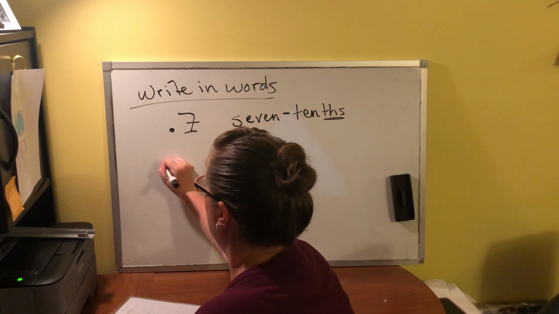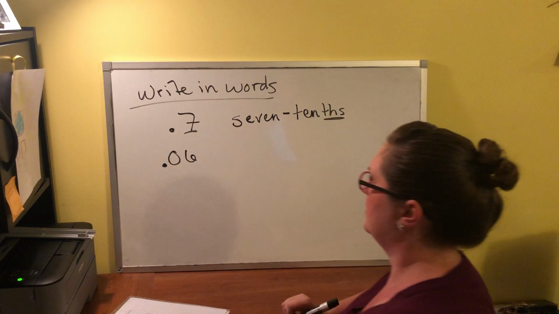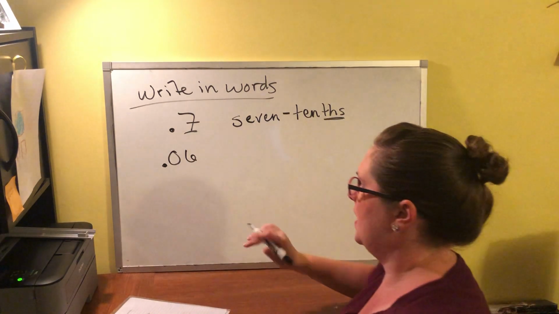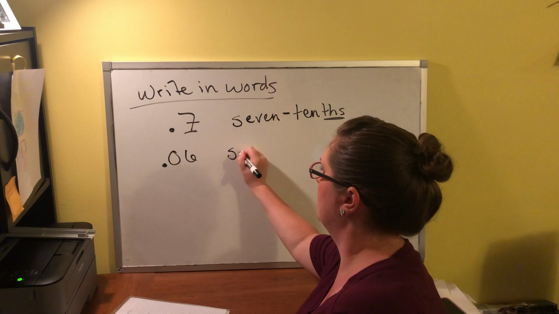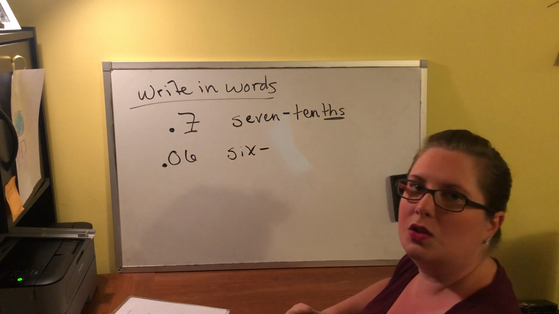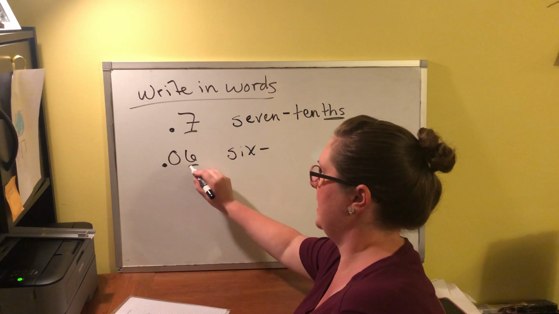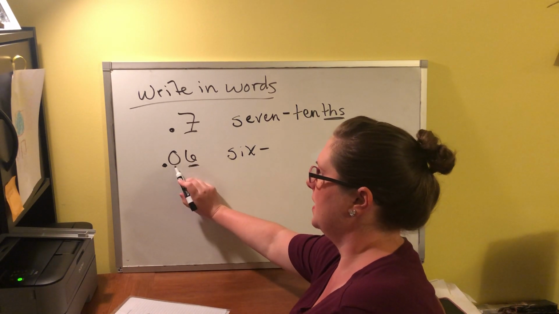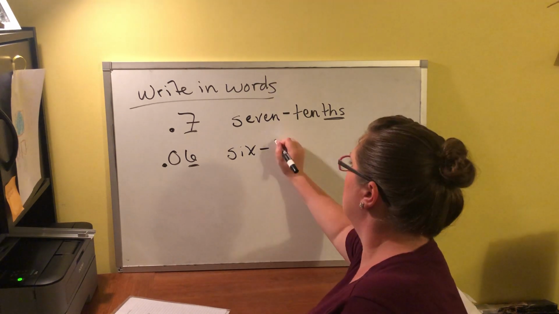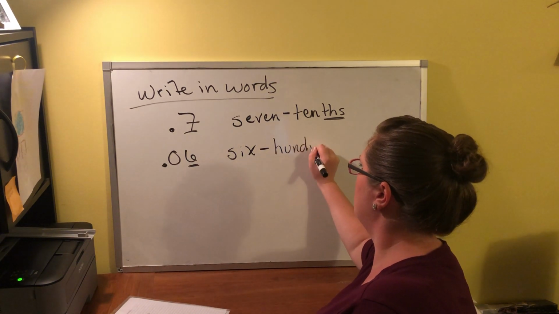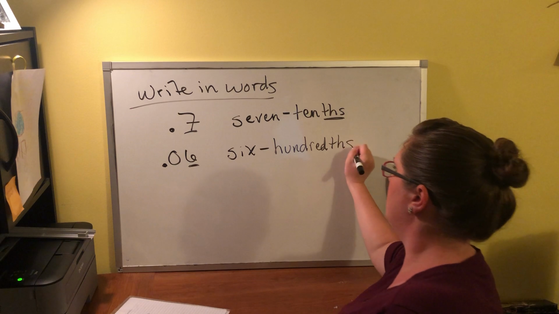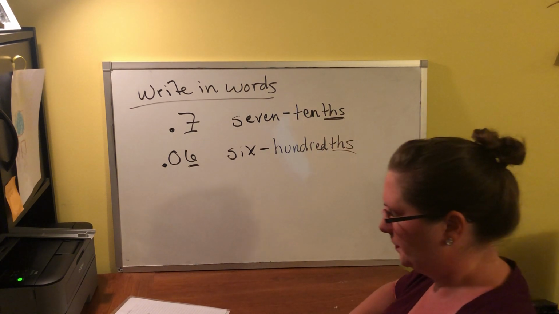Let's look at 0.06. So same thing, write out the whole number. Well, this is a 6. Now we're gonna look at the last decimal place. Well, that's the first decimal place. This is the last decimal place. So this is the tenths, hundredths. So this becomes 6 hundredths in that THS again.